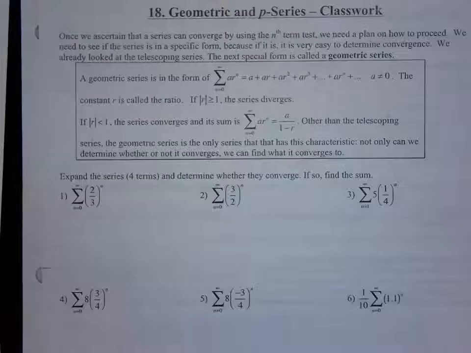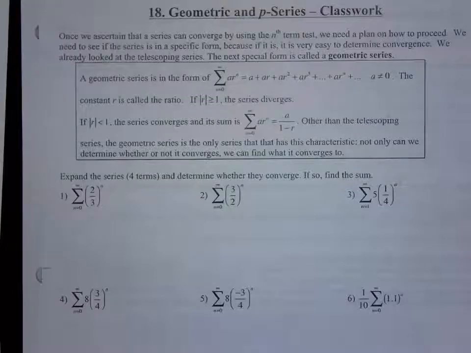Today we're going to talk about two new types of series and how to tell whether they are convergent or divergent. Last class we talked about what was called the nth term test, which is when you take the limit as n approaches infinity of the equation and see if it approaches a number. If it approaches a number, it converges. If it doesn't, it diverges. Okay?